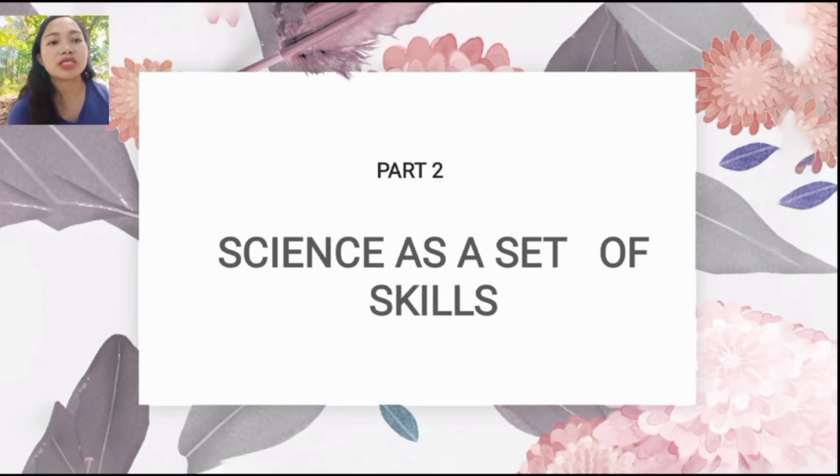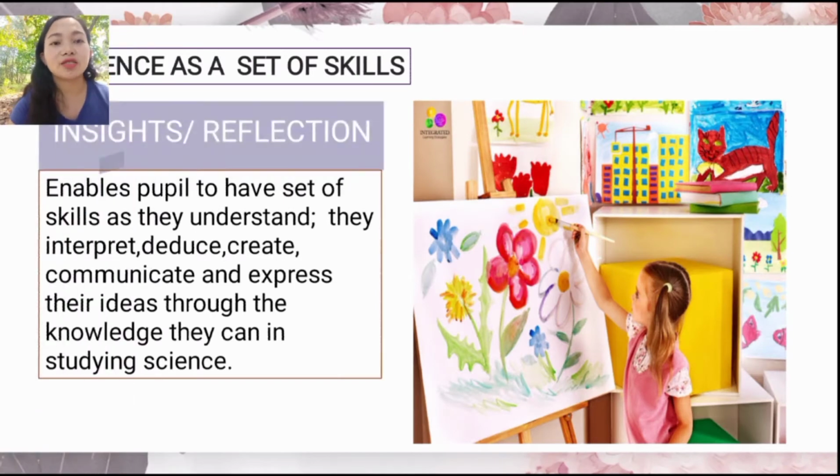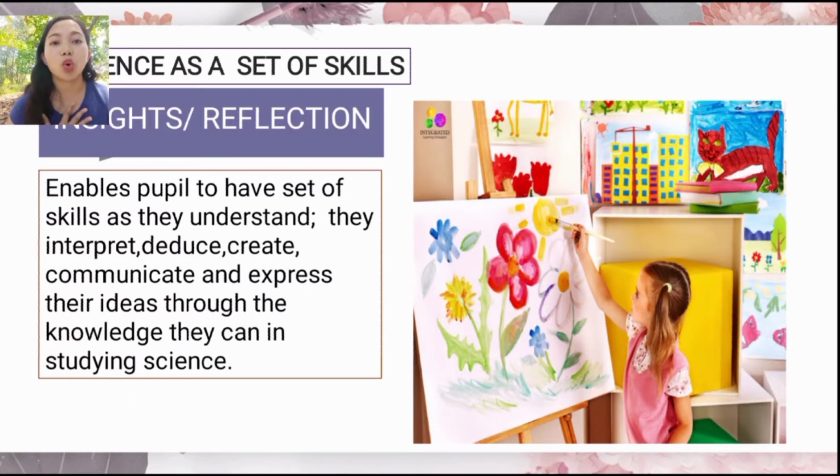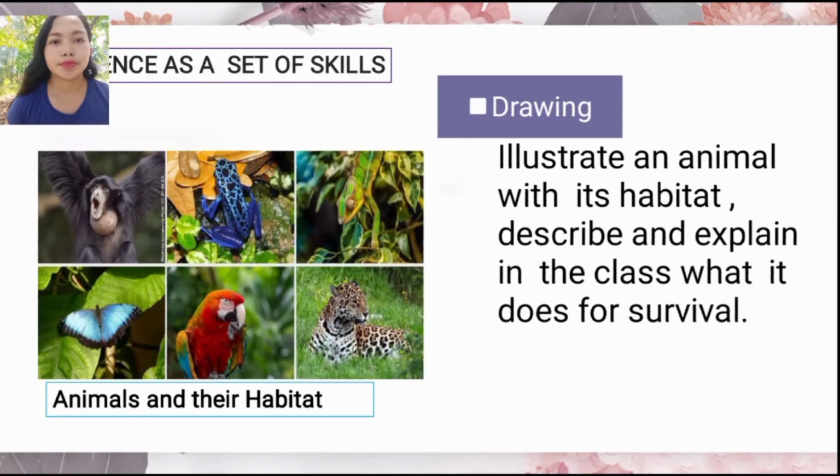The second part is that science is a set of skills. Why is science a set of skills? In my own reflection, my own insight, science enables people to have a set of skills as they understand. Of course, they interpret, they deduce, or they conclude, or they create. They also communicate and express their ideas through the knowledge they have in studying science. So science is a set of skills.